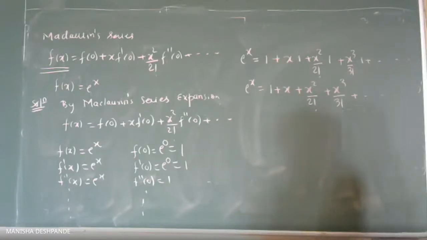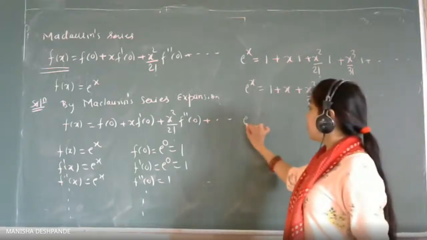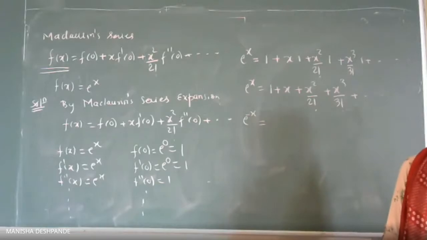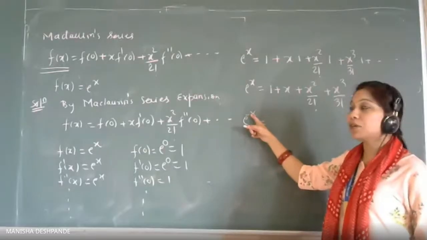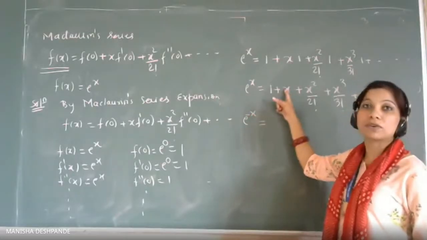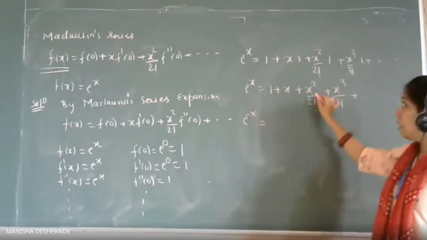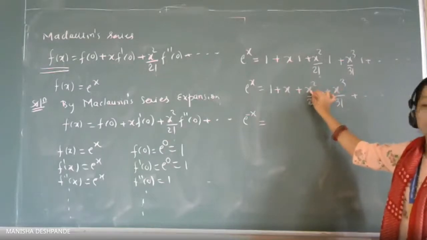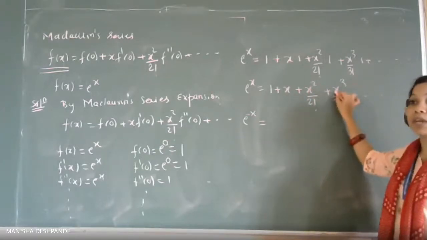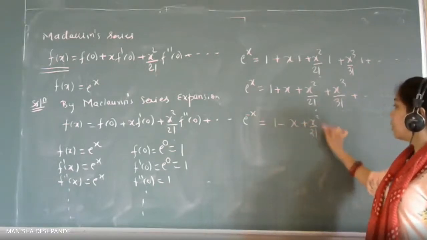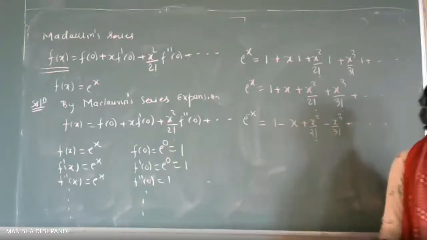Can anybody tell what will be the expansion of e raised to minus x? I have to replace x by minus x. So where will be the difference? It will be having negative sign for odd powers. So your answer will be minus x means minus 1. Minus x square is plus x square, so it will remain plus. Minus x cube means 3 times negative sign, so minus. So it will be 1 minus x plus x square by 2 factorial minus x cube by 3 factorial and so on. So e raised to minus x has alternate plus minus signs.